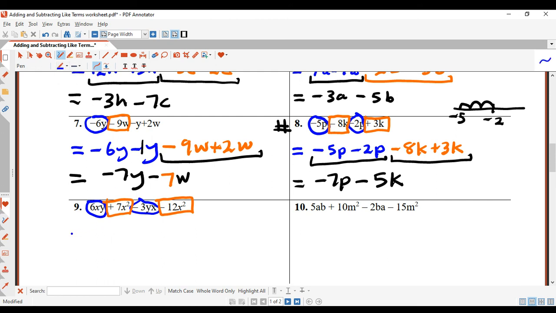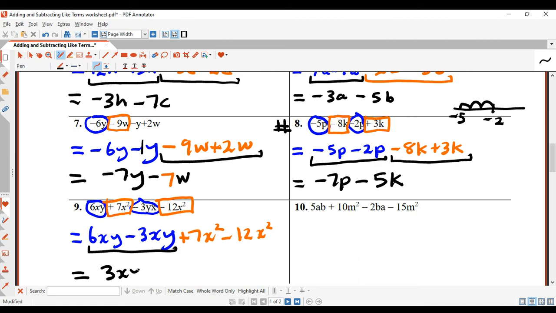So collecting the like terms, 6xy. Now this is negative 3yx, but I'm going to write it as negative 3xy because it means the same thing. And positive 7x squared is the other term, and that pairs up with minus 12x squared. So the minus goes with it. Now we're going to simplify these terms here. 6xy minus 3xy is 3xy. And then 7x squared minus 12x squared is minus 5x squared.